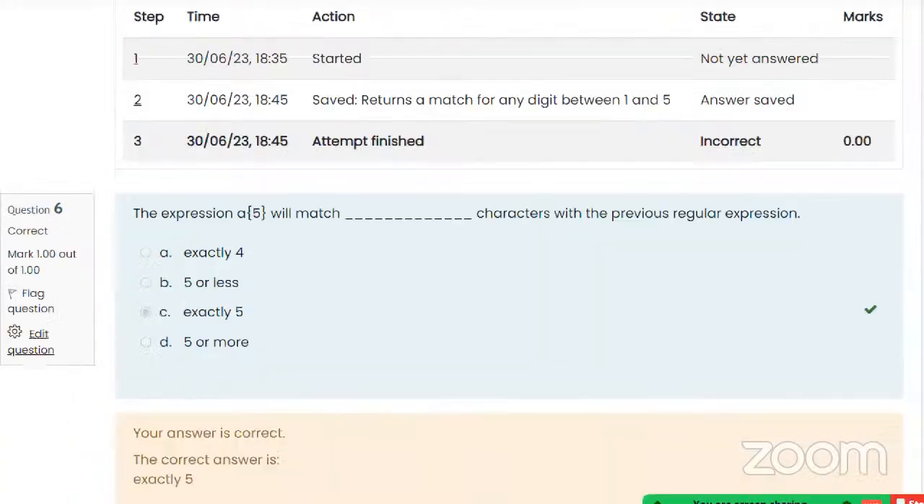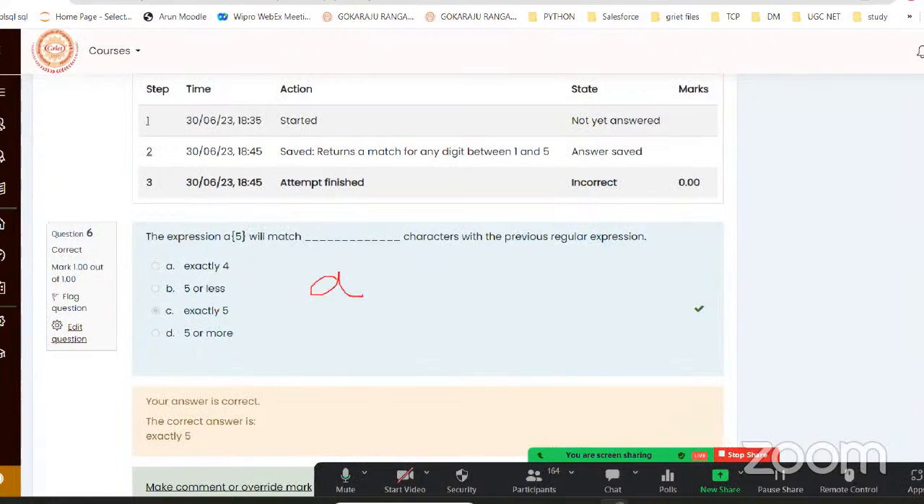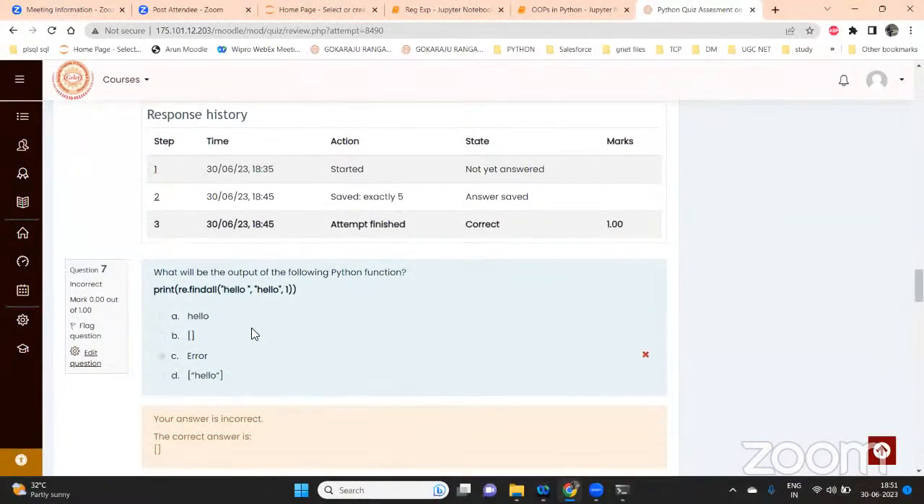Then what does the expression a with 5 in the bracket do? It will match exactly 5. Since we are not given a range, it matches only if there are exactly 5 A's, exactly those 5 characters. If there is even one less than 5, it won't match. This is the flower bracket.